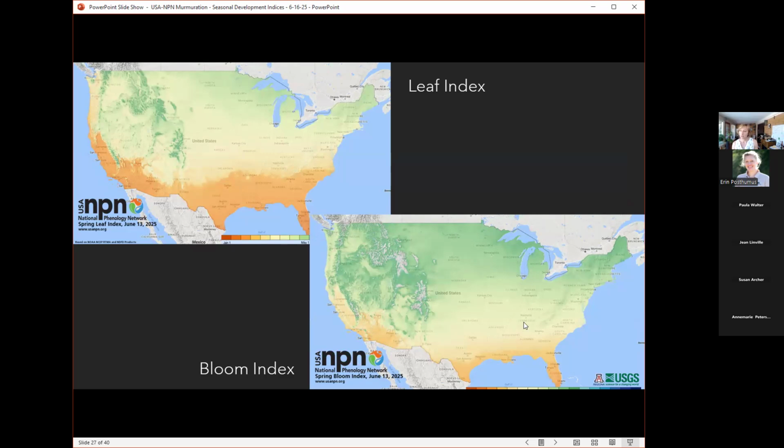This is the leaf index map and this is the bloom index map, and the colors are the same on both. It's kind of hard to see the scale, I'm sorry, but the dark orange starts with January 1st, and then May is these green tones. And so what these two maps are showing us is the day of year that the conditions associated with the two indices were reached. So that's cool. That gives us a sense of when biological activity of different types occurred. And usually it's between 4 and 6 weeks apart that the leaf and the bloom index are reached at various locations.